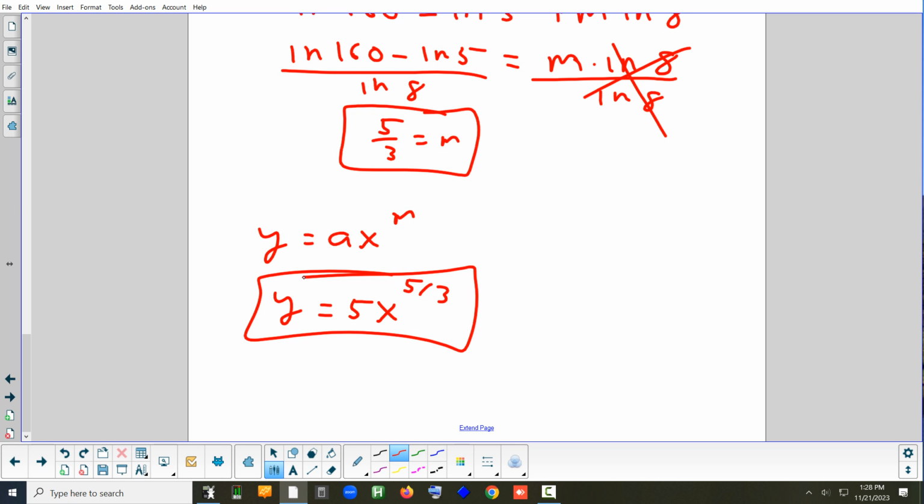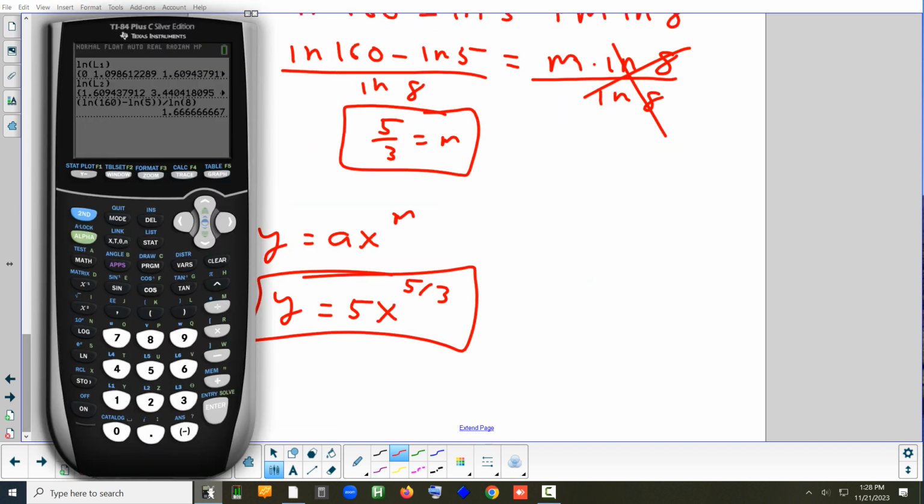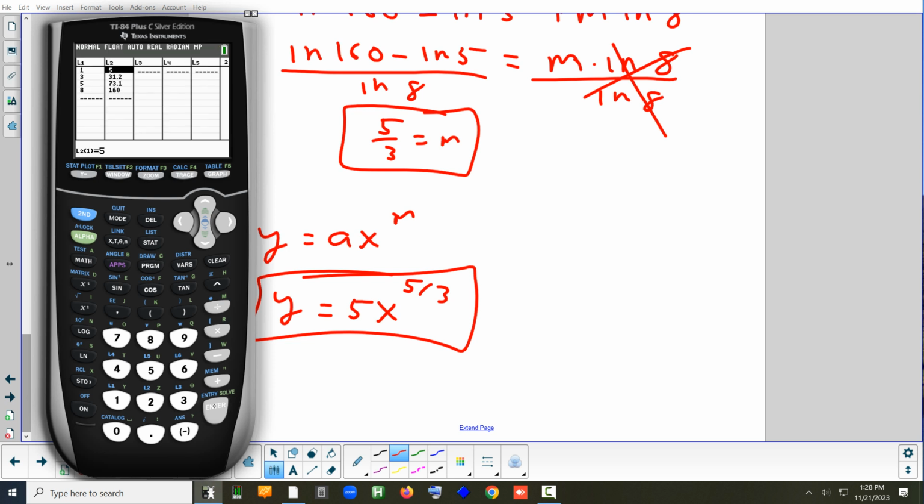Well, let's check it. The way we're going to check it is to graph it. We've already got our points all typed in, L1 and L2. What we need to do is go to y equals.